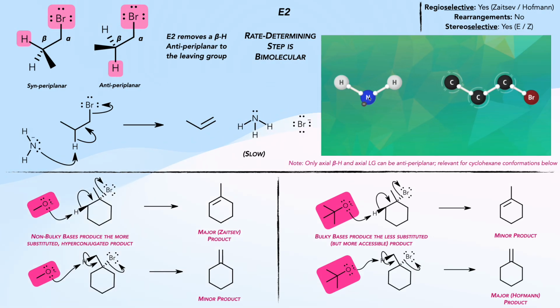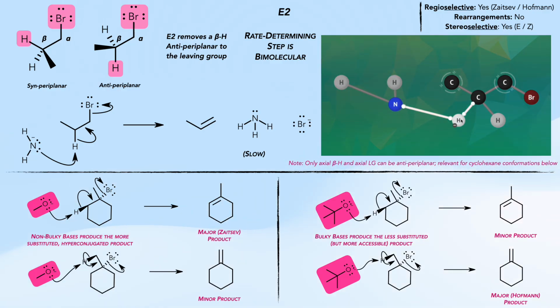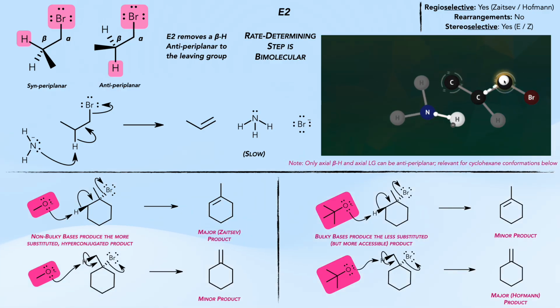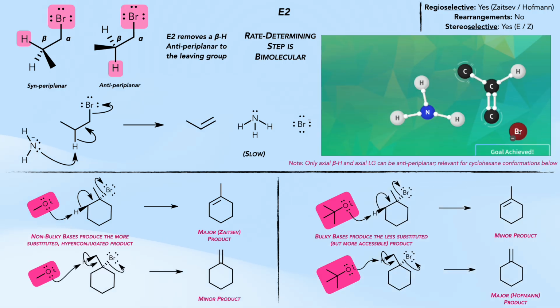Now we enter the world of E2 mechanisms, the world of concerted elimination. The base removes a beta hydrogen at the same moment the leaving group departs. This requires that the CH bond and the C leaving group bond be anti-periplanar, perfectly aligned but opposite in space.